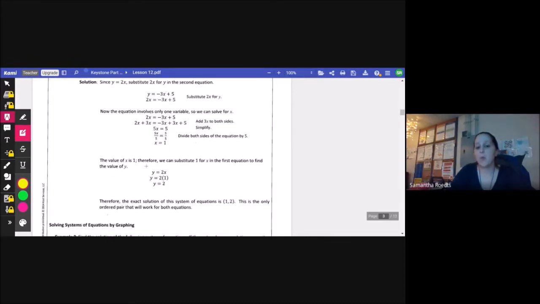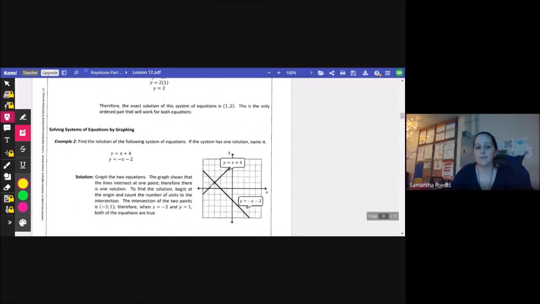The value of x is 1, therefore we can substitute 1 for x in the first equation to find the value of y. So y equals 2x, or 2 times 1, which equals 2. Therefore, the exact solution of this system of equations is (1, 2). This is the only ordered pair that will work for both equations.